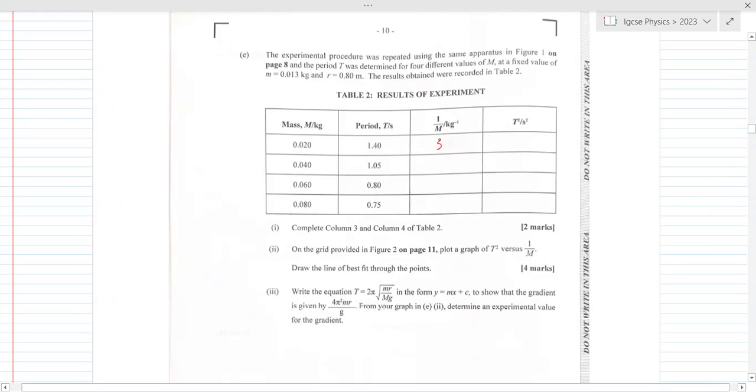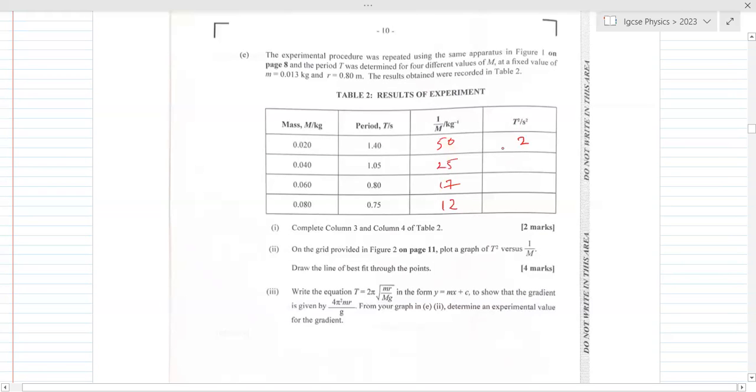See? So this is 50. This is 25. This is 16.6. You could even round it up to make it a bit better for you. Let's just round it up a bit, so that when we're plotting those graphs, it doesn't give us hell. Regarding this one, I'm going to round it up as well.